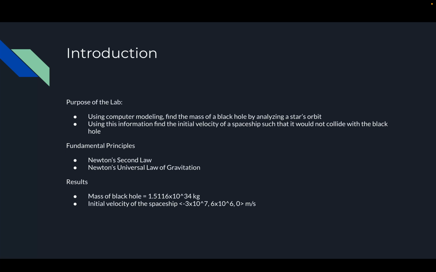To do this, we're going to need to use Newton's second law, and we're also going to need the universal law of gravitation. And later on in the lab, we're going to find that the mass of the black hole is going to be 1.5 times 10 to the 34th kilograms, which is, of course, massive, and is what you would expect for a black hole. And then the velocity for the spaceship that I found is going to be -3 times 10 to the 7th and 6 times 10 to the 6th meters per second in that vector.